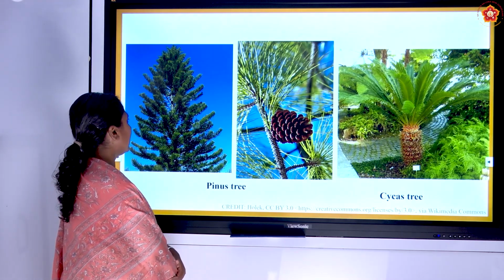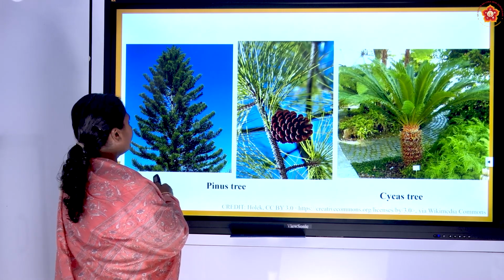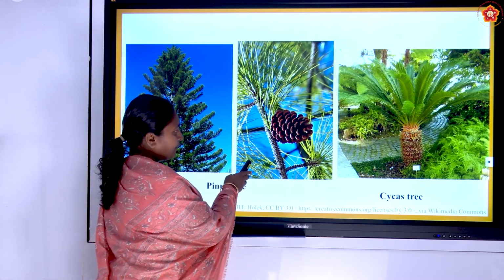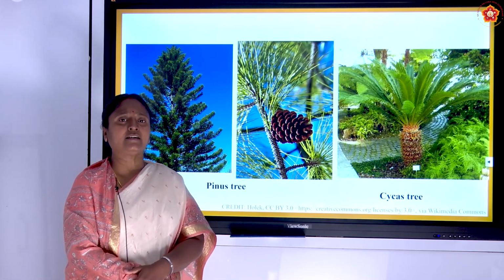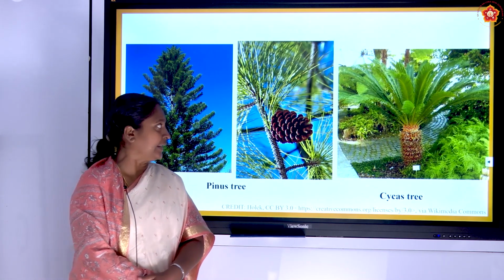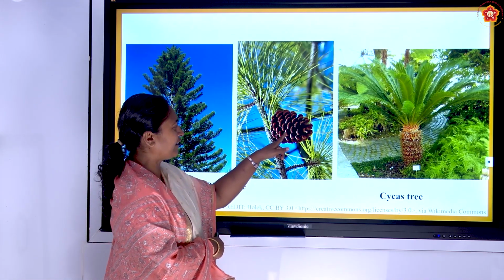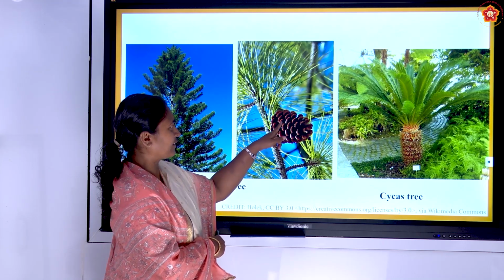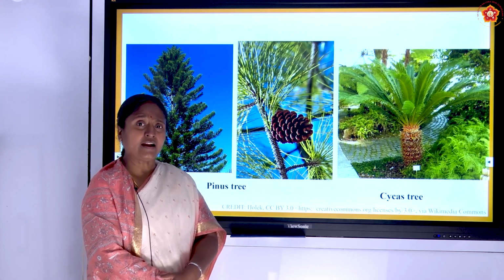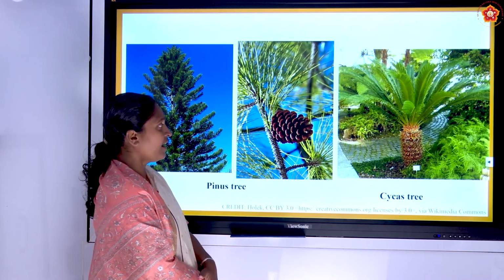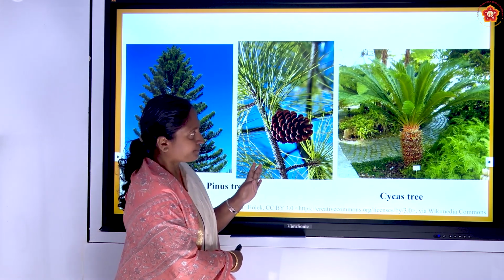Now you can see the detailed view of the pictures. Here the pinus tree is present, where the needles are very properly seen. Here the leaves are very thin, long and slender, hence the leaves are known as needles. In that you can see the pine cones are also present, with the ovuliferous scales arranged, which are very woody, brown and dry in nature. And the cycas plant also has a picture here.